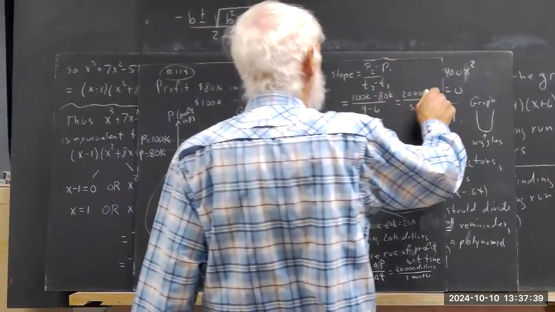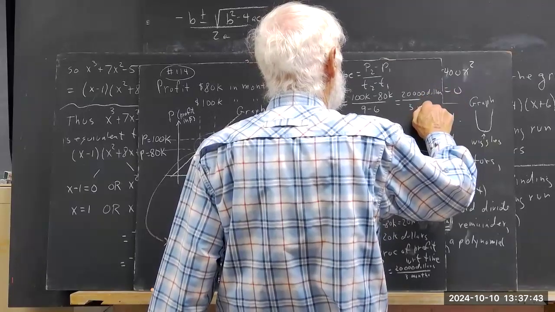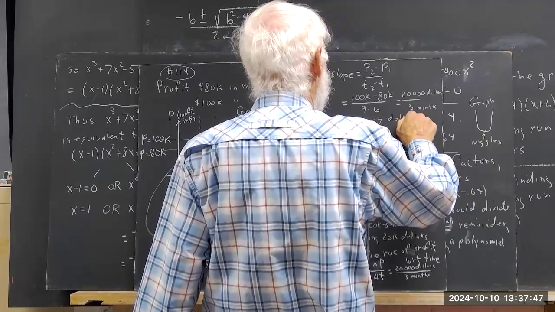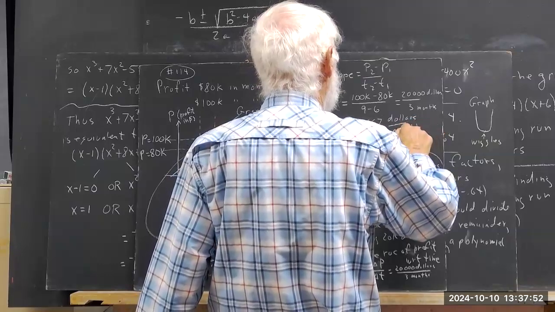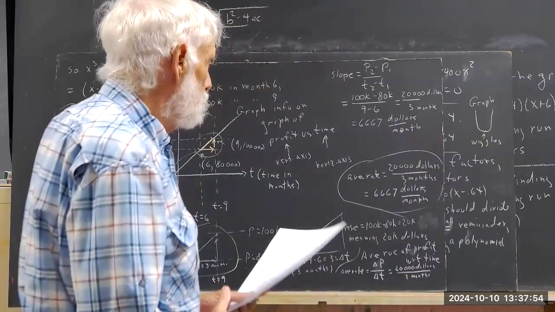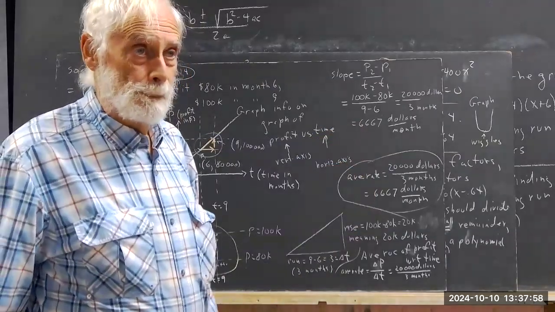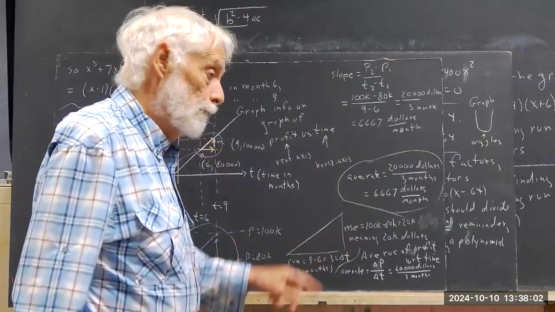Now, at this stage, I probably want to put the units: dollars, months. And the average rate and the slope are the same thing. The formula gives you the same thing as the fundamental triangle.